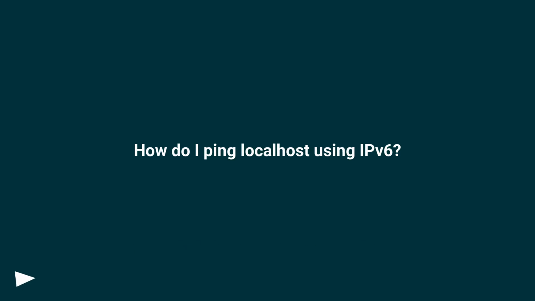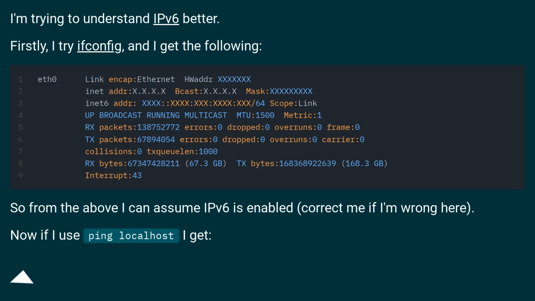How do I ping localhost using IPv6? I'm trying to understand IPv6 better. Firstly, I try ifconfig, and I get the following.